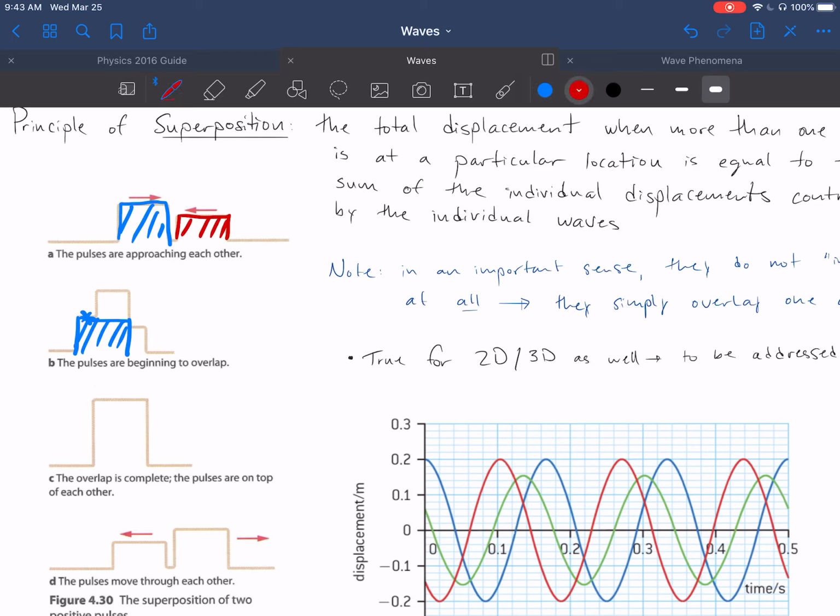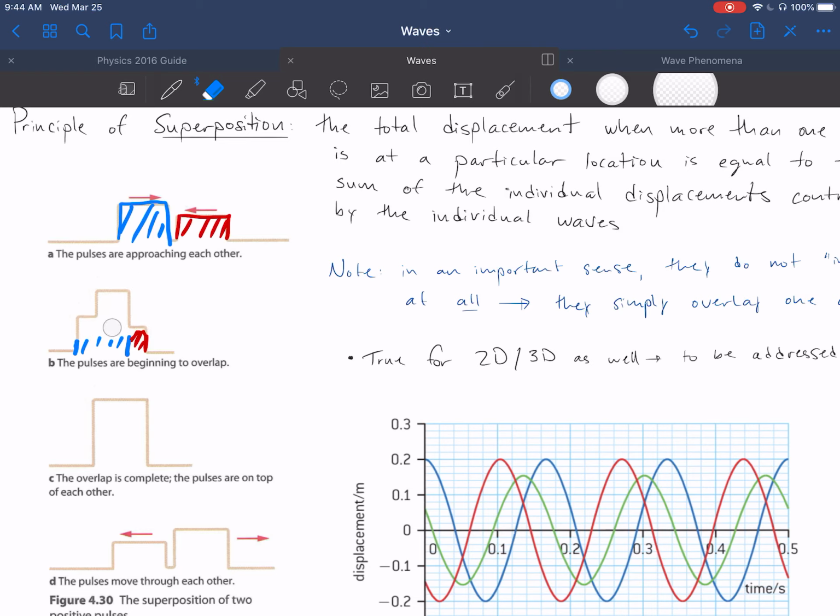But in the center, those two wave pulses overlap. And as a result, the resultant amplitude will be equal to the amplitude of the blue wave plus the amplitude of the red wave. So at this point right here, blue plus red is equal to the final amplitude. Whereas at this point right here, the blue wave has not yet gotten to that location, and so the amplitude is only due to the red wave pulse.